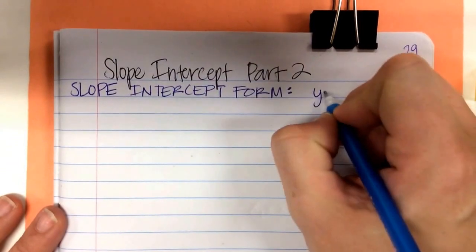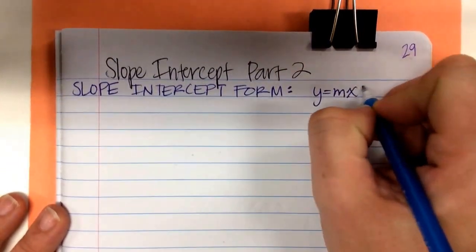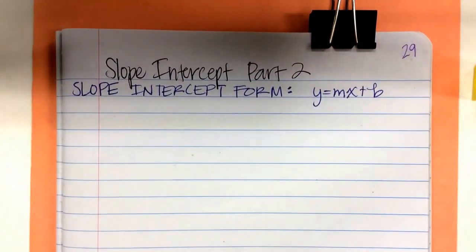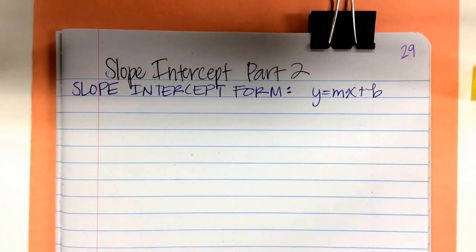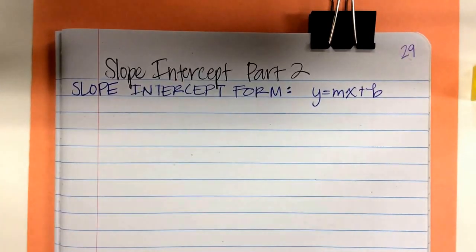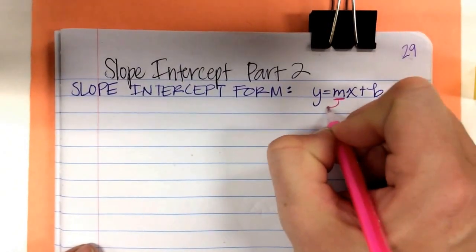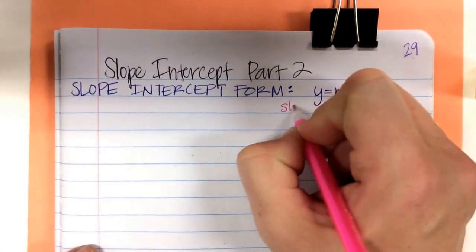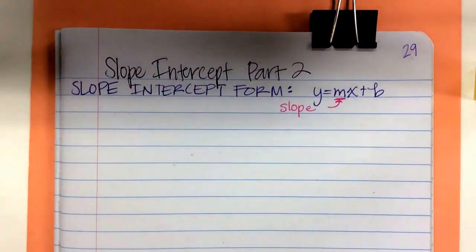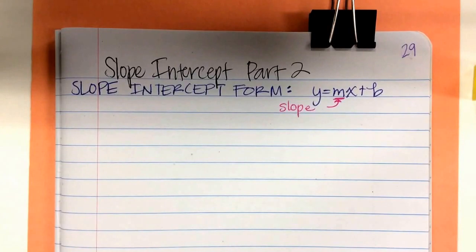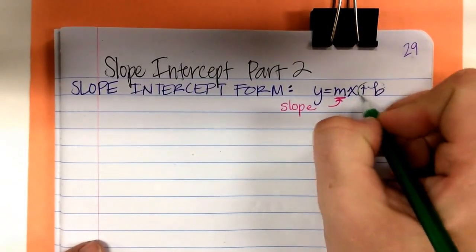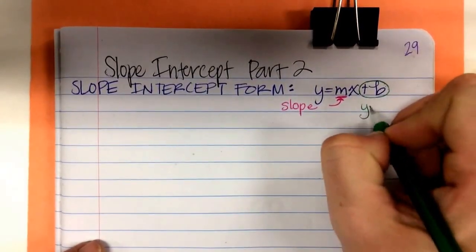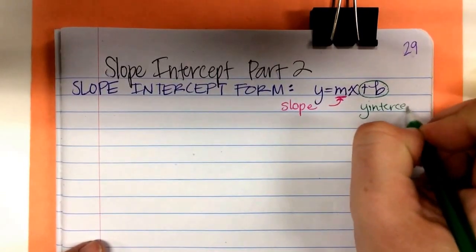Slope-intercept form is y equals mx plus b. Where, again, mathematicians are not the most creative people in the world. M is your slope. And the plus b is your y-intercept.